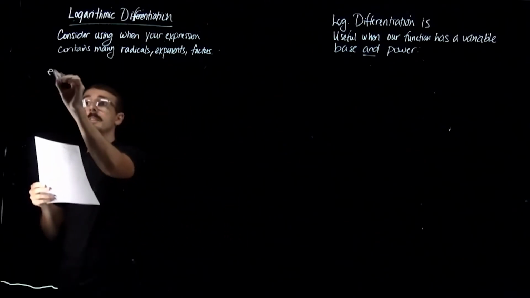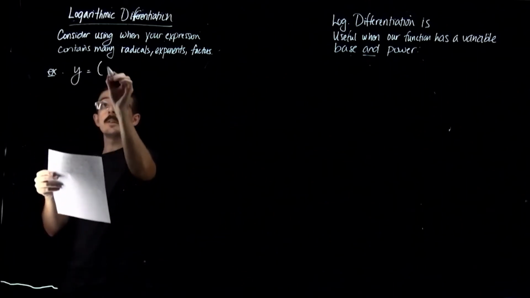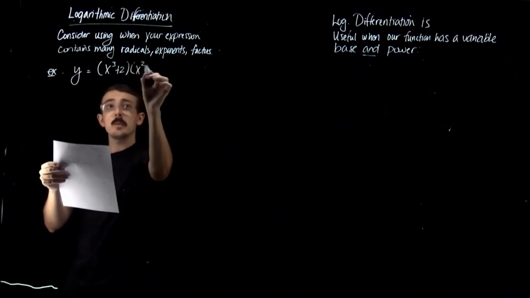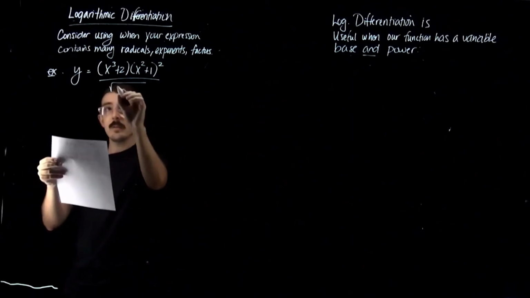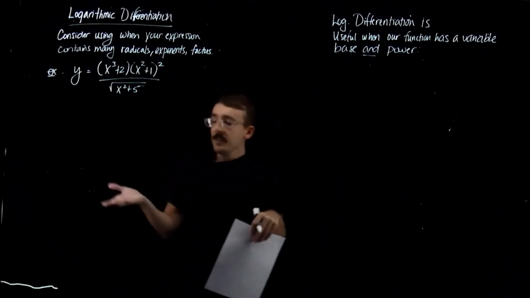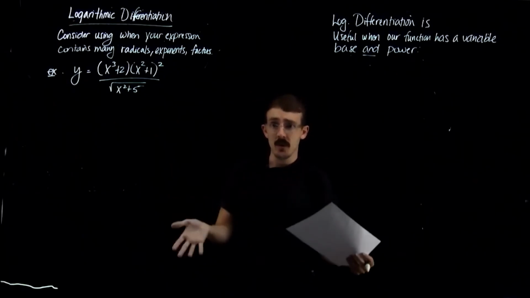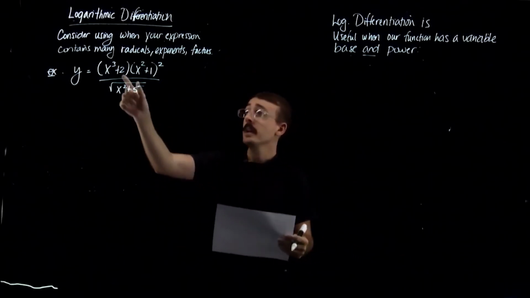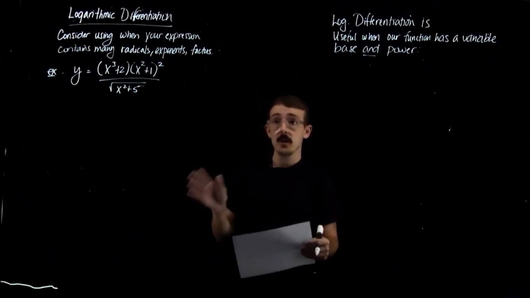So my first example is going to be y equals x cubed plus 2 times x squared plus 1 to the second power, all over the square root of x squared plus 5. So if you try to do the derivative normally, you would use the quotient rule overall. But while doing the quotient rule, you would encounter a chain rule, you would encounter a product rule, and another chain rule. So there's a lot of things going on here that could go wrong.